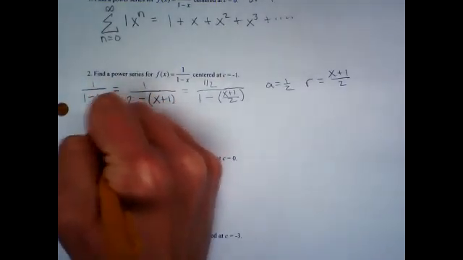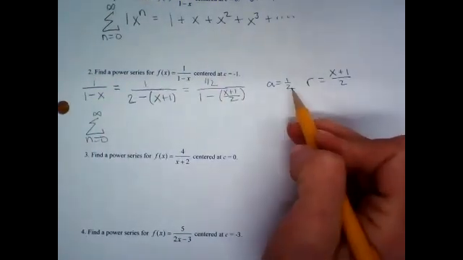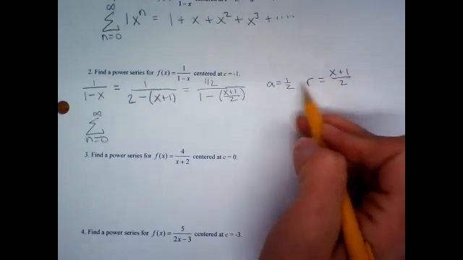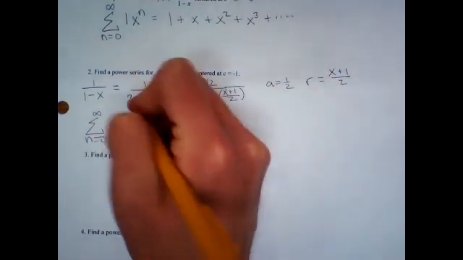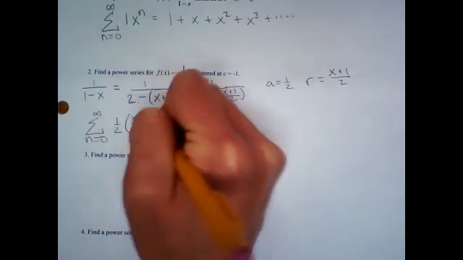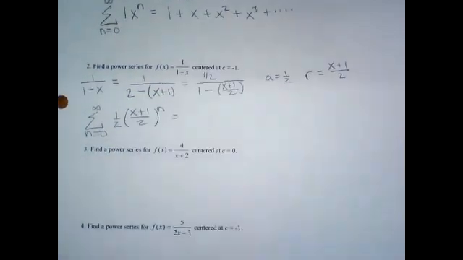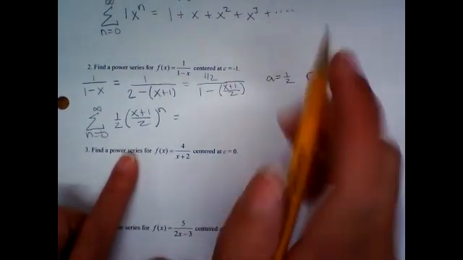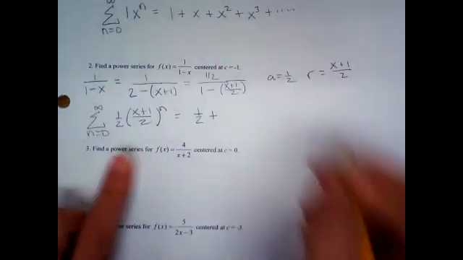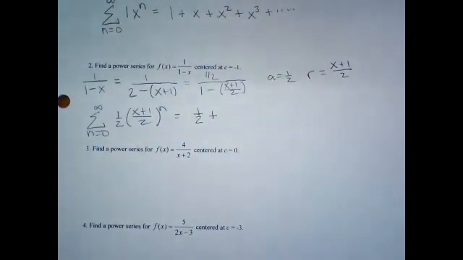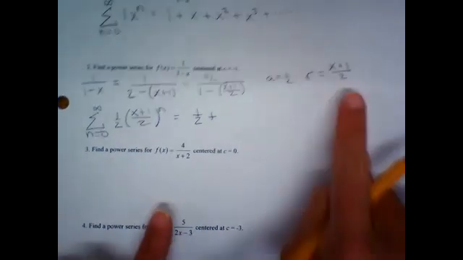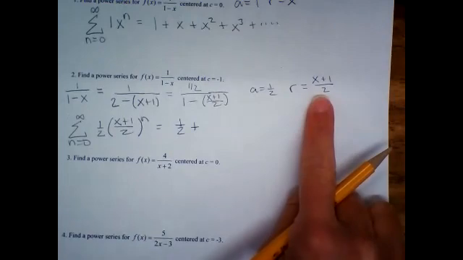All right, so your sigma notation from 0 to infinity, it's a times r to the n. So it'll be 1/2 times (x plus 1)/2 to the nth. And then we'll just write out the first few. You don't have to write out like 10 of them, just to get the pattern started. So it would start with 1/2. And then you keep on multiplying by r. So you multiply by (x plus 1)/2 to keep the pattern going.